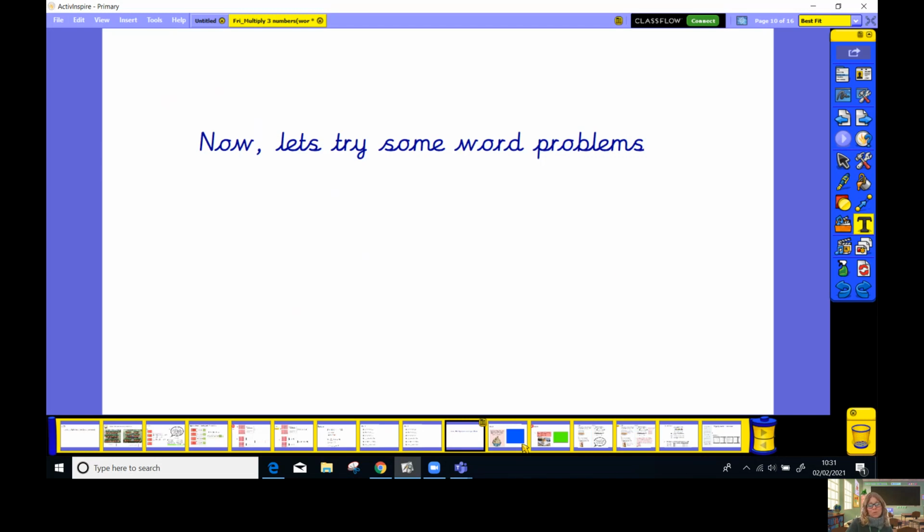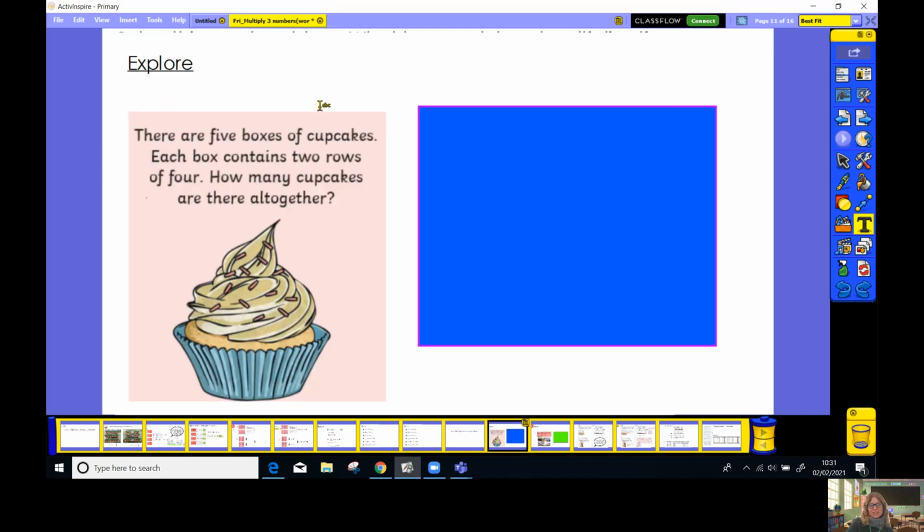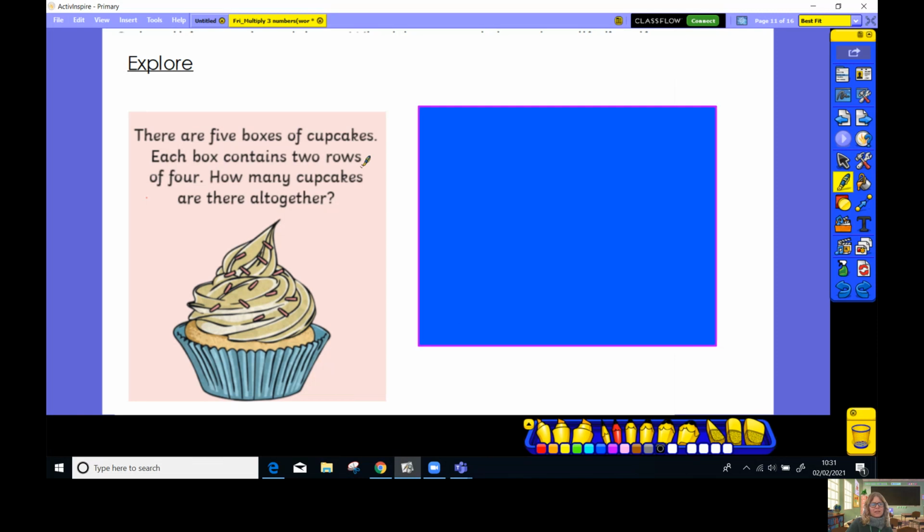We're using the same principles, but we're going to be reading our questions. We're going to be highlighting the key numbers and words, and we're going to be calculating and answering using a sentence. So let's have a look at this question here. There are 5 boxes of cupcakes. Each box contains 2 rows of 4. How many cupcakes are there all together? Okay, so let's find the key words. We have got 5 boxes of cupcakes. Each one contains 2 rows of 4 cakes. How many are there all together?